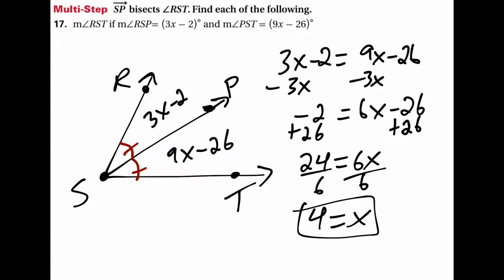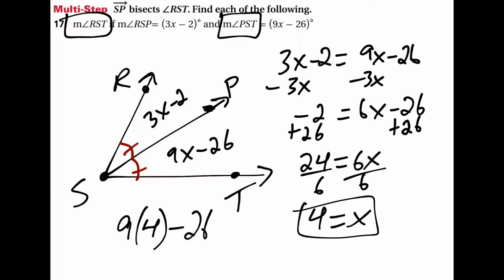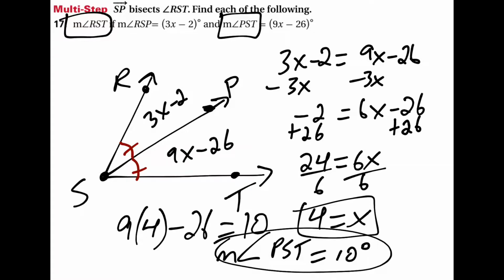They want to know each of the following: the measure of RST and the measure of PST. So we can plug this into PST first. 9 times 4 minus 26, and this gives us 10. So the measure of angle PST is equal to 10 degrees. We must know then that RST is double that. So angle RST is going to be 20 degrees.